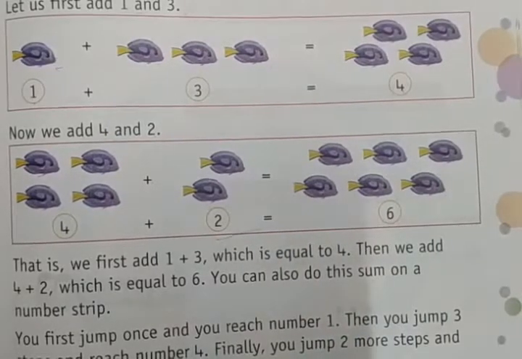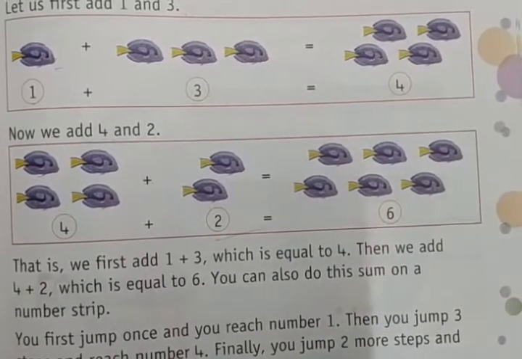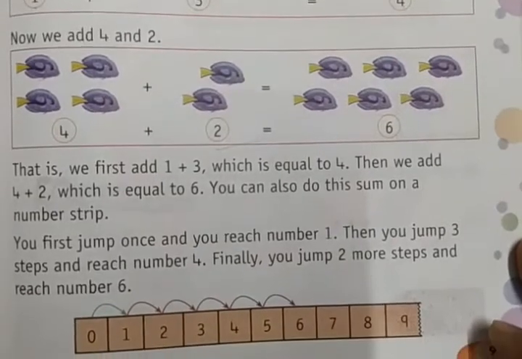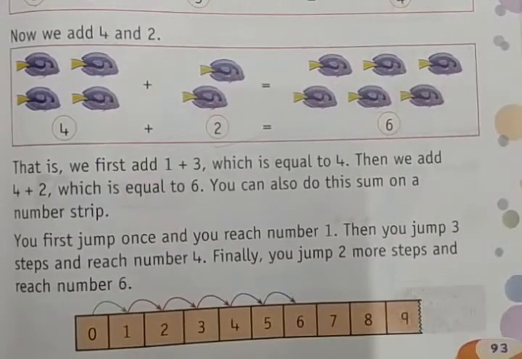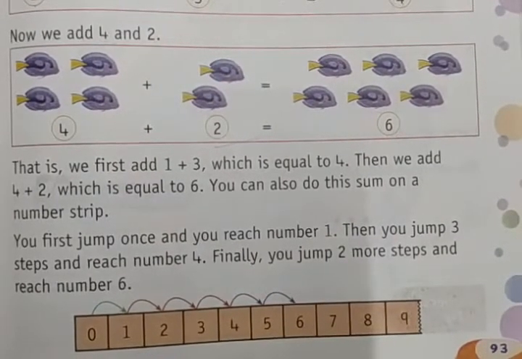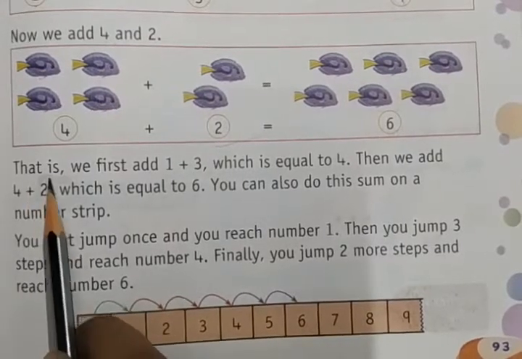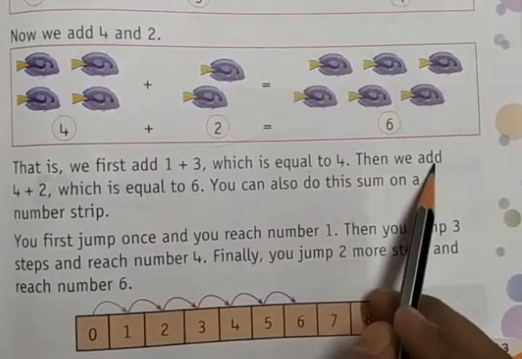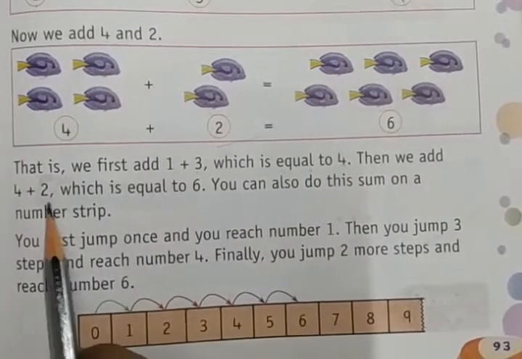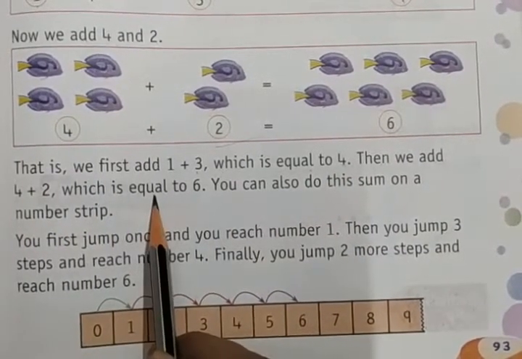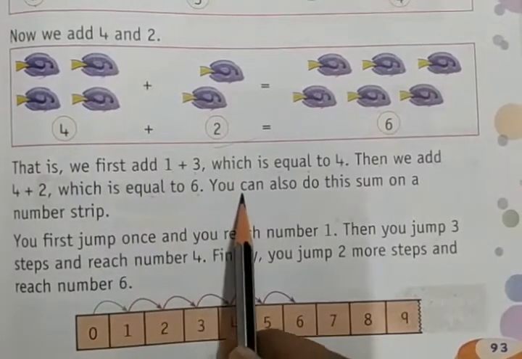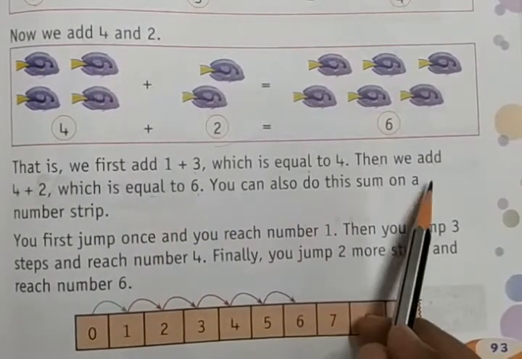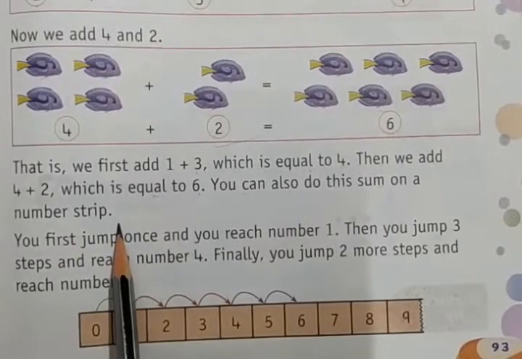Right? This is how we can add. First we add 1 plus 3 which is equal to 4. Then we add 4 plus 2 which is equal to 6. You can also do this sum on the number strip.